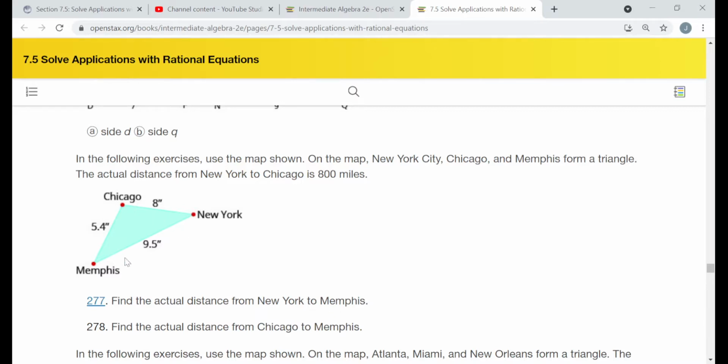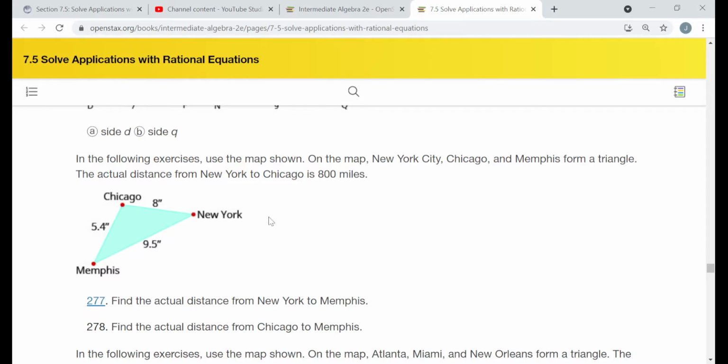Alright, so you see on the map here, suppose we're looking at a road map. Anyway, you're looking at a map, and then on that piece of paper, that map from Chicago to New York is 8 inches on the map. From New York to Memphis is 9.5 inches on the map, on the piece of paper. And Chicago to Memphis is 5.4 inches. Right, that's what the little double marks mean.